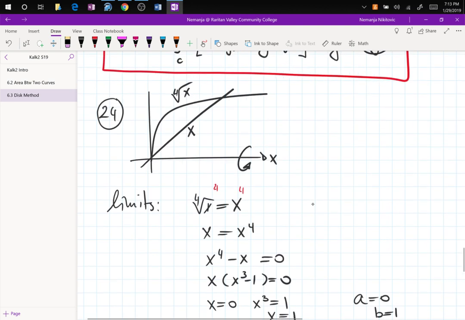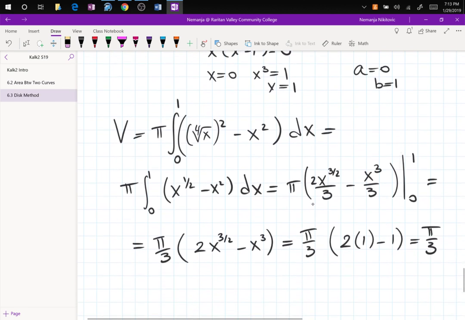Now we also see on the graph that fourth root of x is on top. So now to set up our integral, we have top squared minus bottom squared. So we just use algebra to plow through these calculations, and the answer is pi over 3 at the end, if all of this went well. And now the last bit for a minute would be to tell you why this is called the disk method, washer method, and so on.